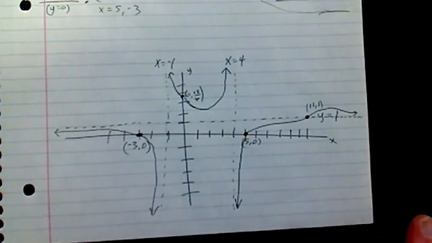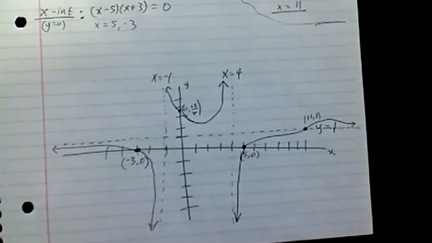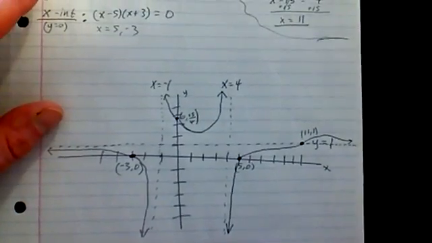I encourage you to graph this on your graphing calculator and see that it looks somewhat like this. Some of the dips and things might not be as drastic, but it should, for the most part, look very similar. Now, the last thing I want to do is talk about the domain and range of this.